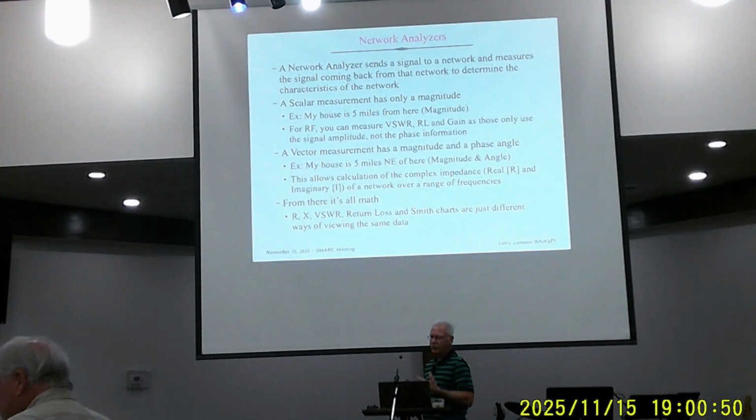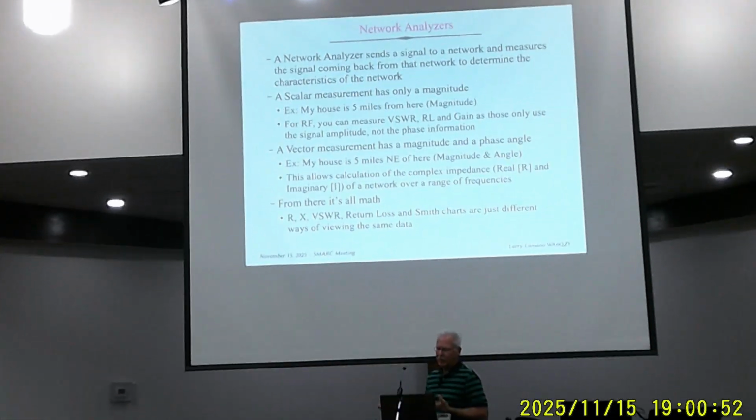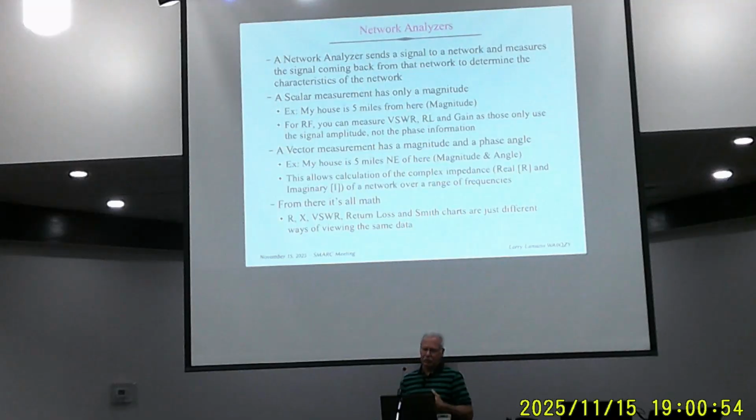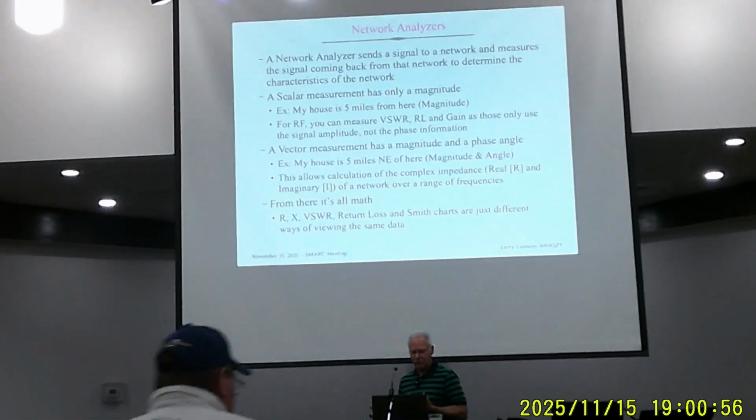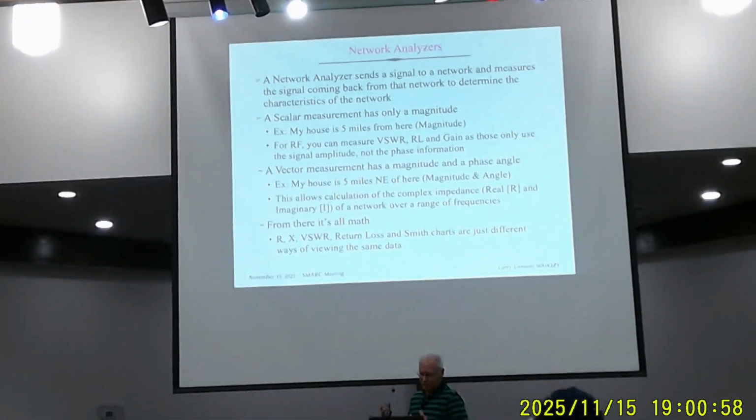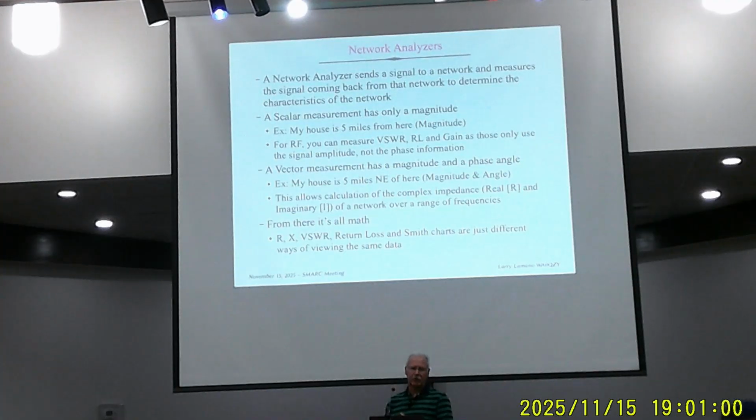Well, all of these generate a signal and send it out to a network. And they get a signal back from the network and can determine characteristics of the network. Not too long ago, scalar network analyzers were pretty common because they were cheaper and simpler. A scalar analyzer only measures magnitude. So it sends out a signal and gets a signal back. So that's like an example.